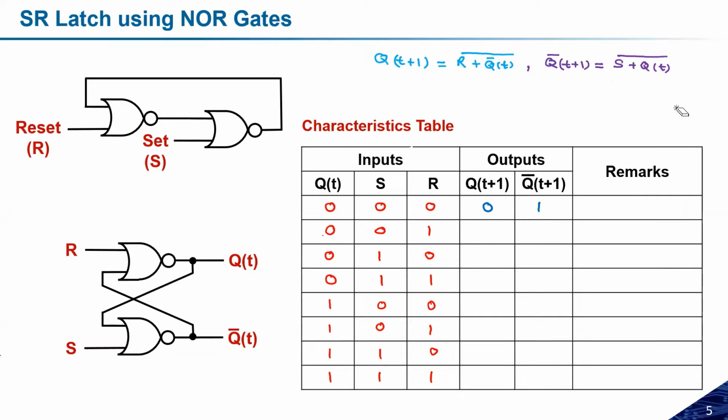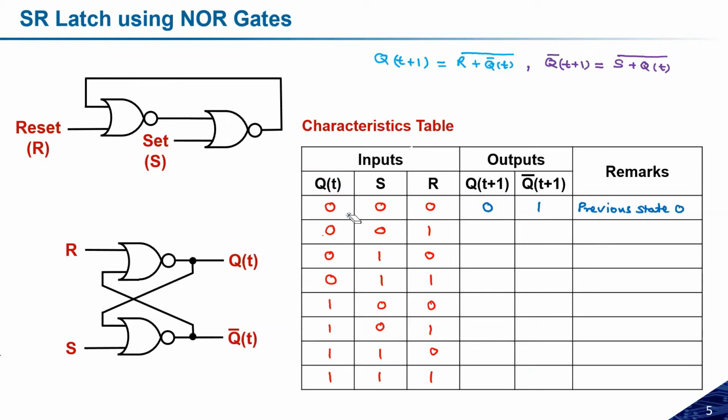So what it means, you need to refer, the previous state was Qt and the next state is Qt plus 1, and both are the same. What it means is that whatever the previous state was, that will give the same logic. So the output here, remark, is the previous state. Previous state 0 will be reflected at the output Qt plus 1. I am referring to Qt plus 1.